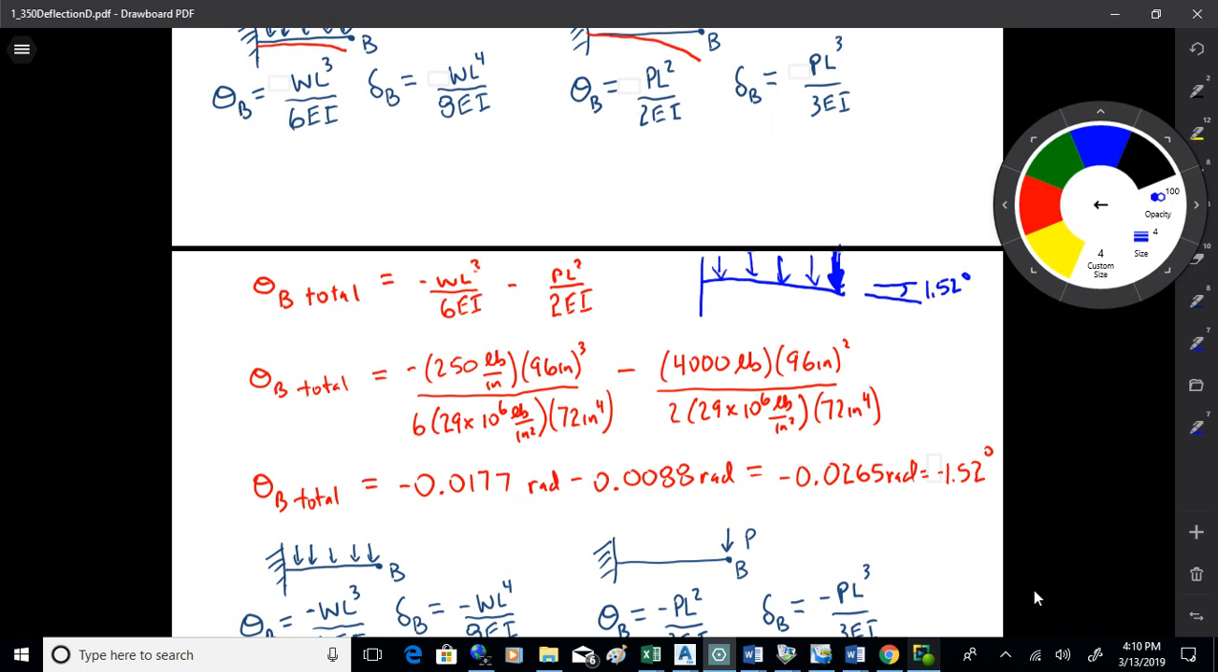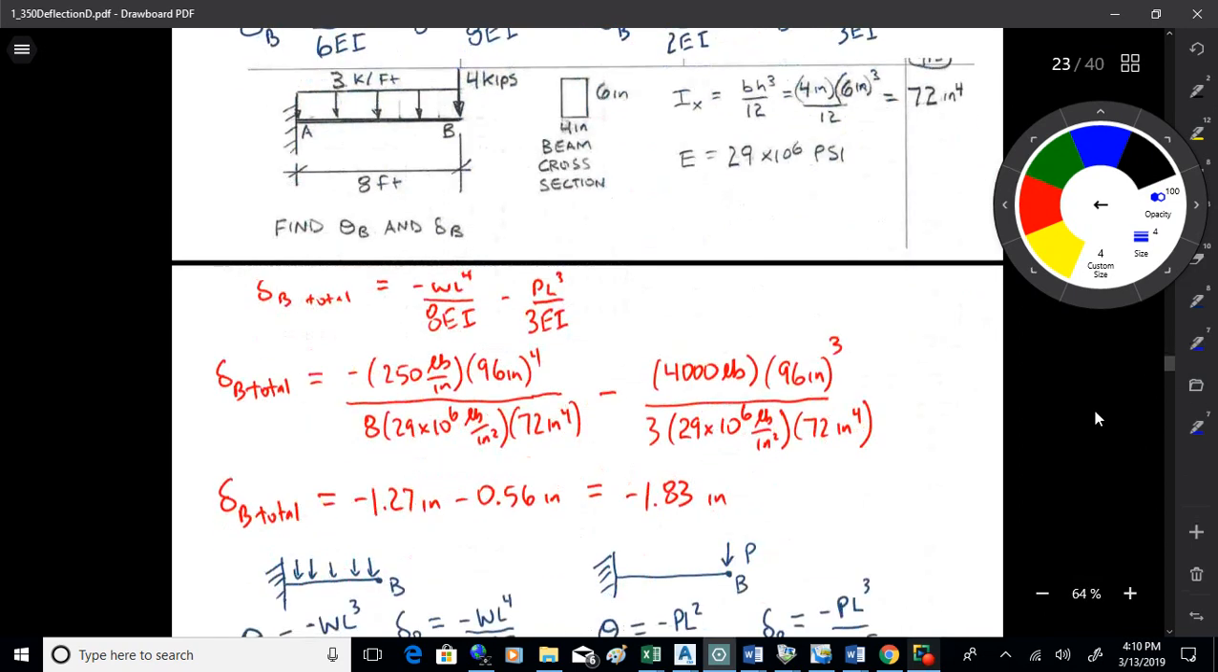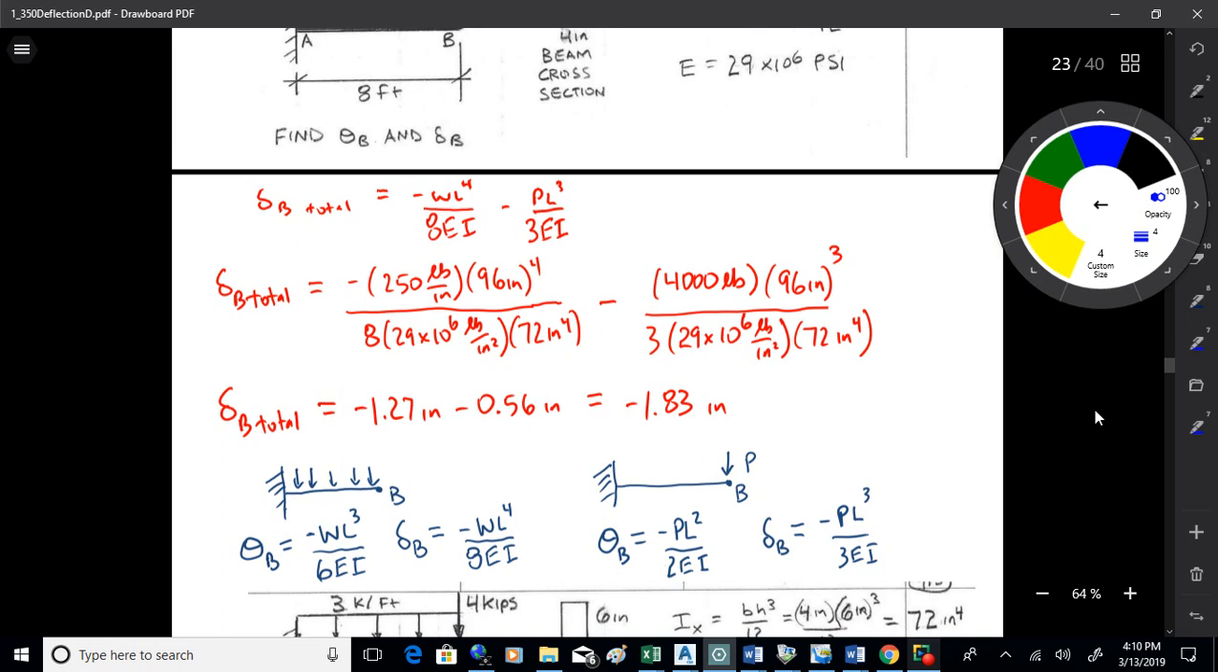Now you can also get the deltas, okay? And it's just the same kind of deal. You just add the effects together. Not much to it, really. So delta B will be minus WL^4 over 8EI minus PL^3 over 3EI. You just plug the stuff in. So the thing is, I just want to be doing all of my unit conversions at the beginning. I want to get everything into pounds and inches and just be sure that I'm accomplishing that. All right, so what's going to happen there is that beam's going to bend down, and that's 1.83 inches that'll come down.